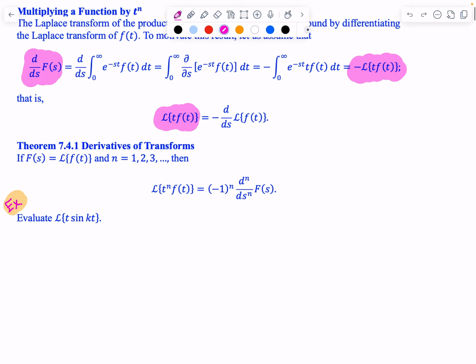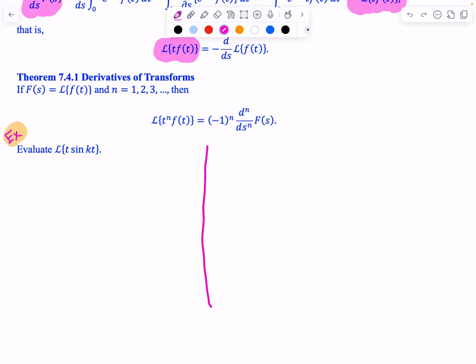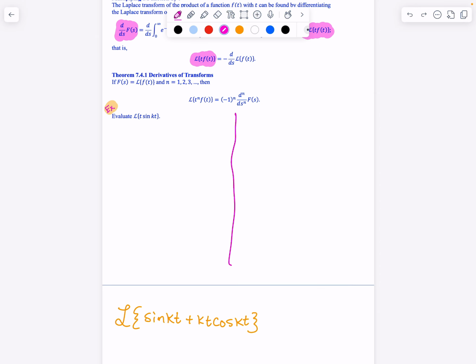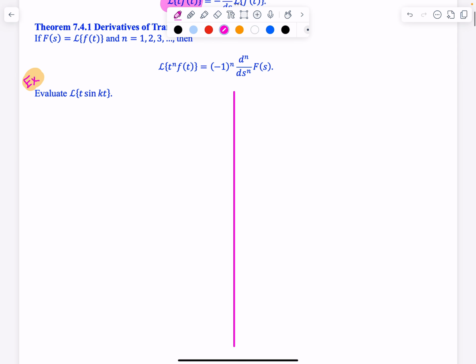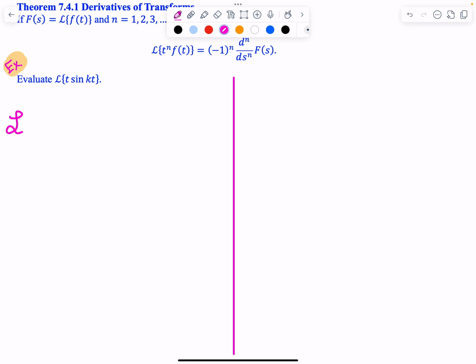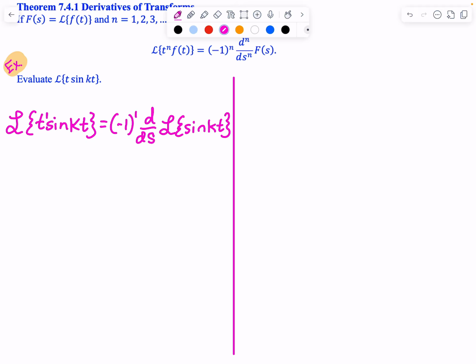All right, so we're going to do two problems here. So I'm going to put a line down the middle of this page. We're going to do cosine as well. We're going to need it a little later. All right, so let's use this definition to come up with a Laplace for this. Okay, so this definition says it's -1 to the nth. The nth is the power there. So it's to the first, and then times the first derivative with respect to s, and then it's going to be the Laplace of sine kt. That was our f in this case.